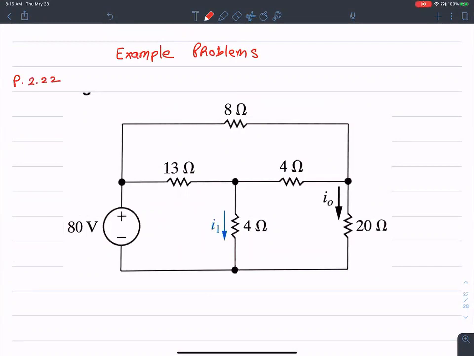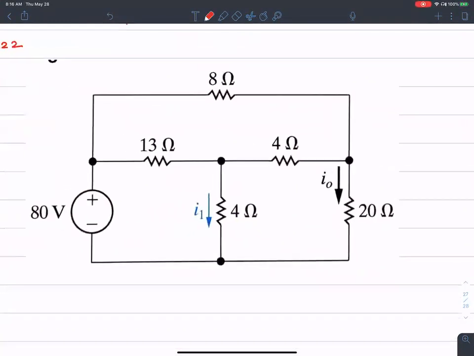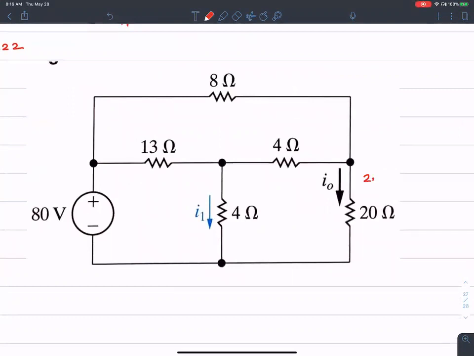2.22. This value in the problem is given to be 2 amperes. That value is given to be 2 amperes. And we are expected to solve this circuit. So let us start by doing some simple basic annotations on the figure here.